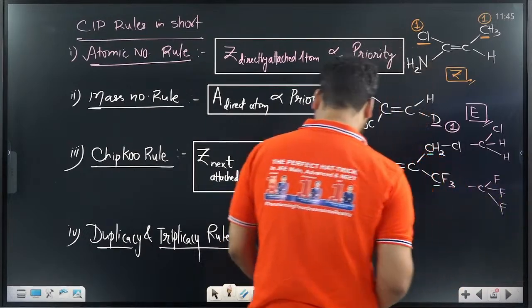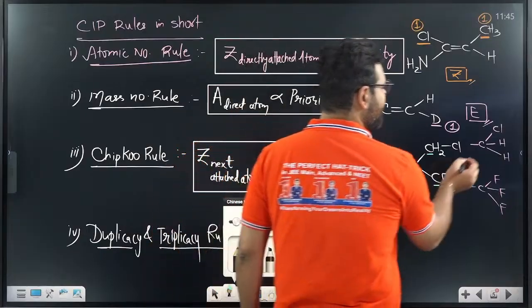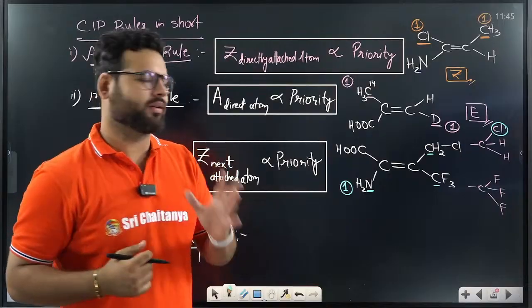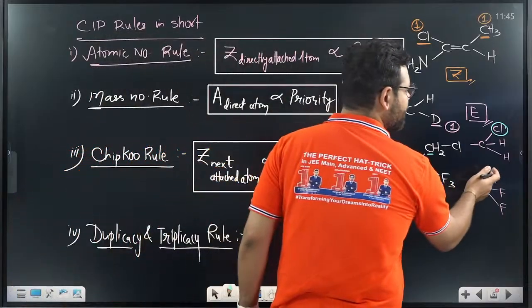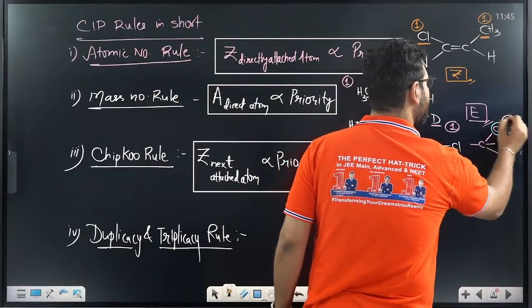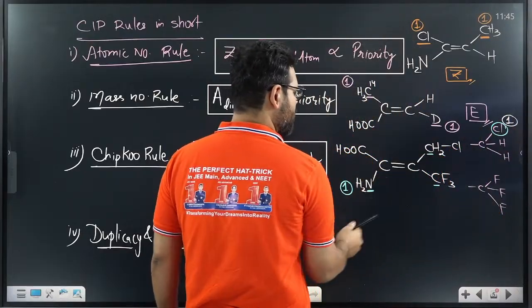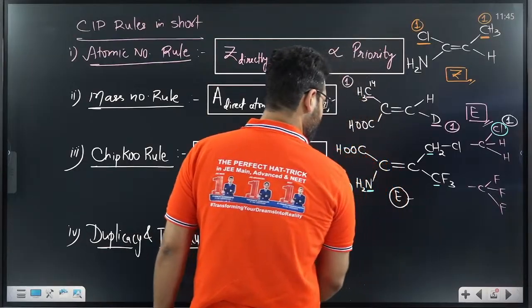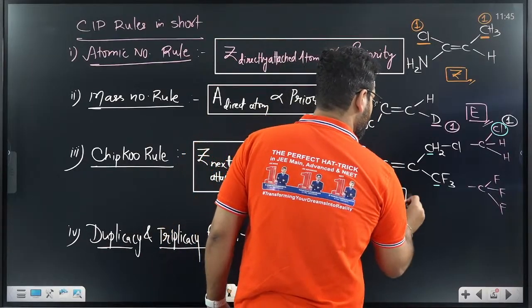One by one, you have to check the rule. So when you ask this carbon, he will say, I am attached to chlorine. My best card is chlorine. This carbon says, my best card is fluorine. So obviously, chlorine is better. So I'll get rank 1 on the top here. So 1 top, 1 bottom, it is E isomer.